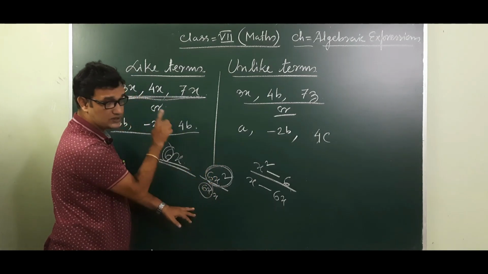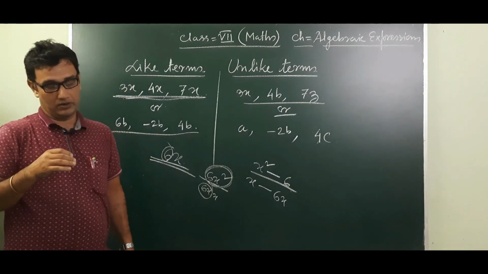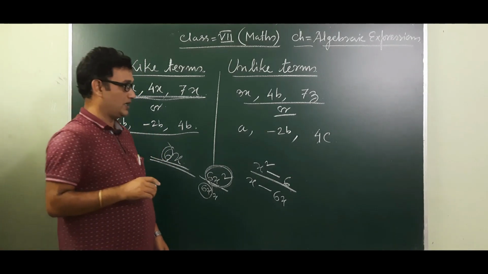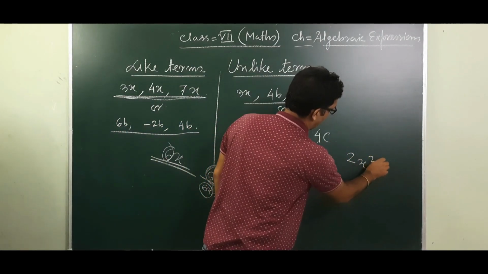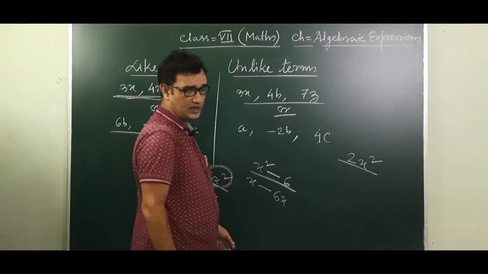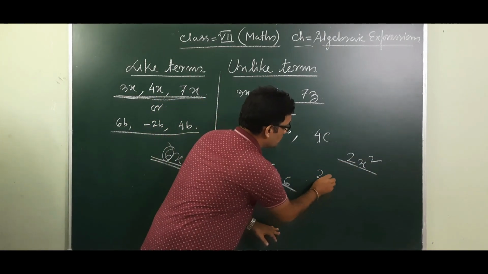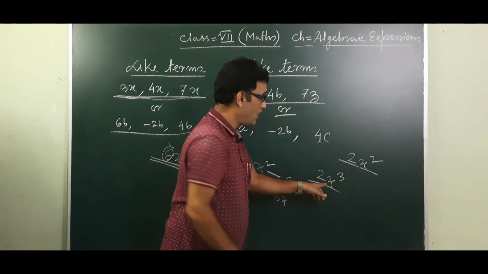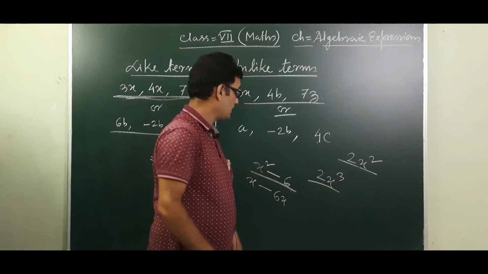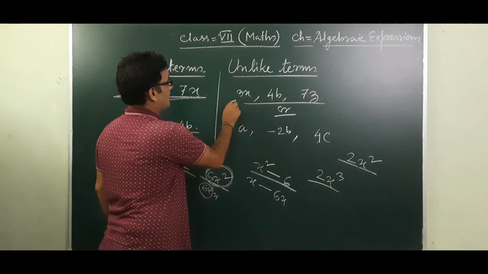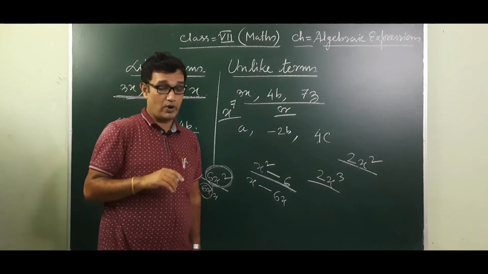Then you will get in your book the power of a variable. Suppose here 2x square. What is the power of x here? Power of x means what? 2. 2x cube. What is the power of x here? 3. Then x to the power 7. What is the power of x? 7.